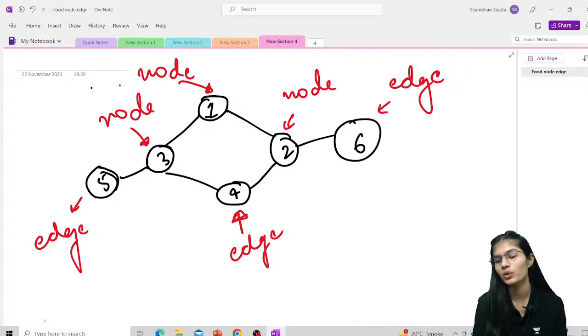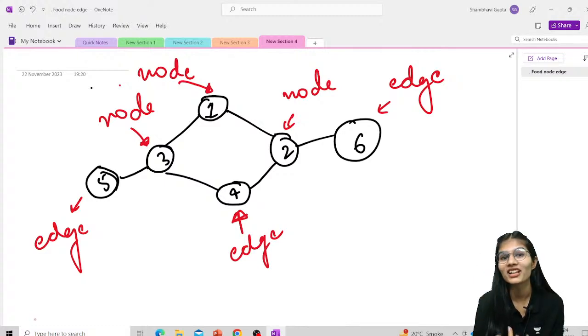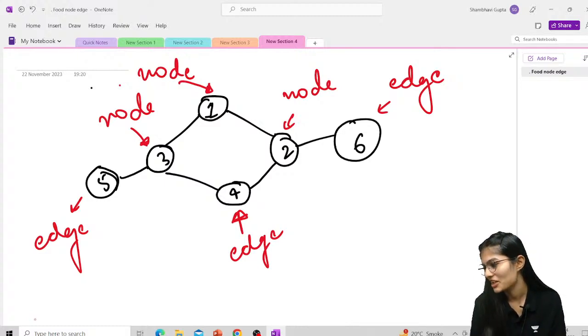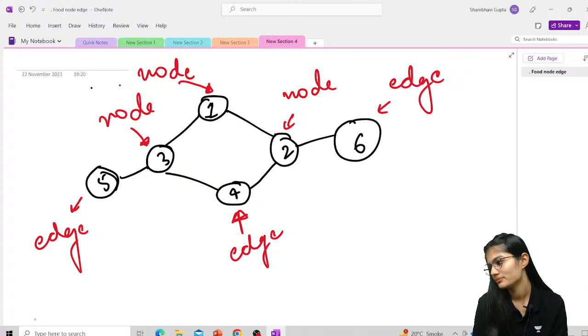Am I clear with the example? What is a node and what is an edge exactly? Yeah, that's right, blood relation, absolutely right. I wasn't remembering the name. Thanks for making me remember. Fine. So tell me, are we clear with the nodes and the edge?